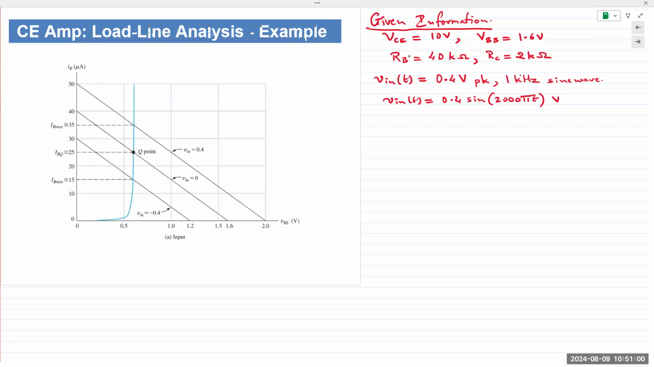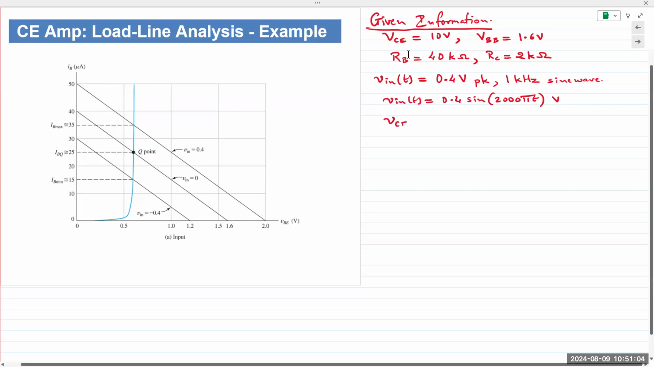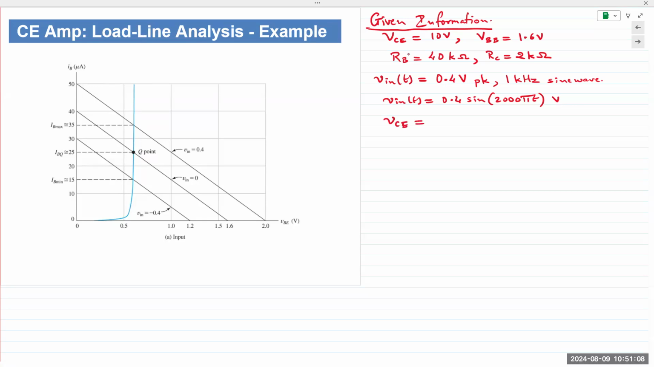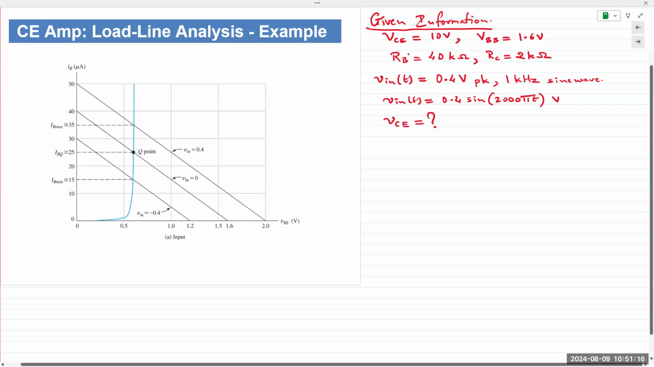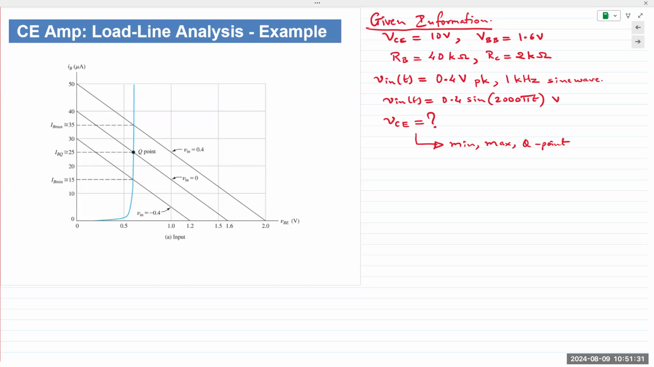So the output side is, of course, VCE. So we want to find VCE values, and we'll find all three of them: minimum, maximum, and at the Q point. Okay, shall we begin? Just the DC bias. So the question being asked is about Q point. Q point is basically the DC bias.